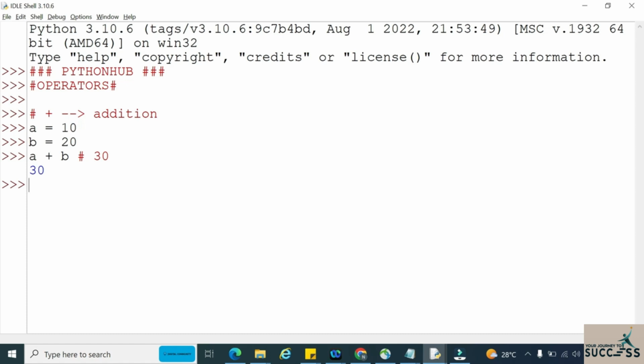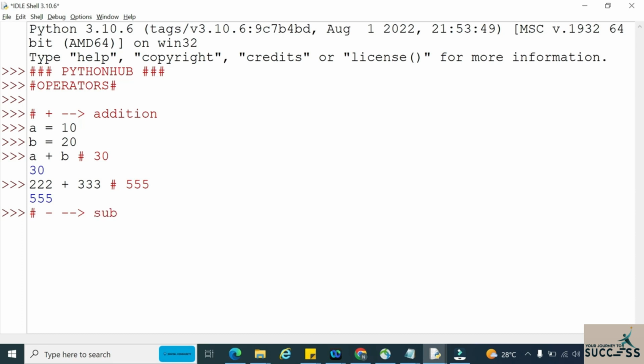Suppose my left operand is 222 and right operand is 333. Then if I add these two numbers, obviously my output will be 555. So in this way we can do addition of two numbers, not only two numbers, addition of any numbers in Python by using this plus operator. Let me move to the next operator, that is nothing but minus.